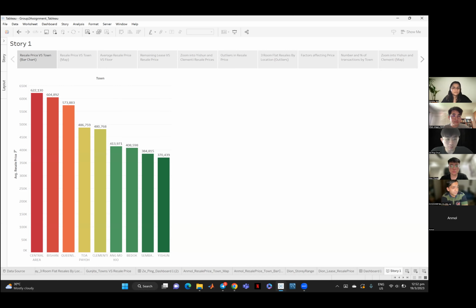So as a prospective buyer, one of the first things I look at is what are different resale prices across different towns. So one way to visualize this and to understand this is via a bar chart like I've done up here, whereby I have resale price versus town, and it is segregated by color. And it's very easy to see which one is the highest due to the length, whereby I can see Central Area and Bishan being the highest.